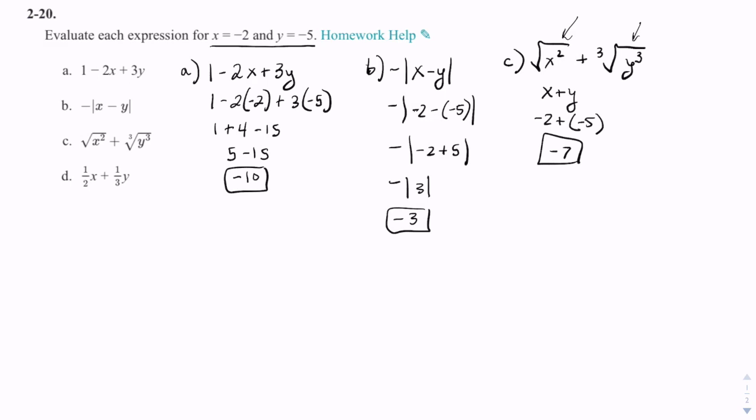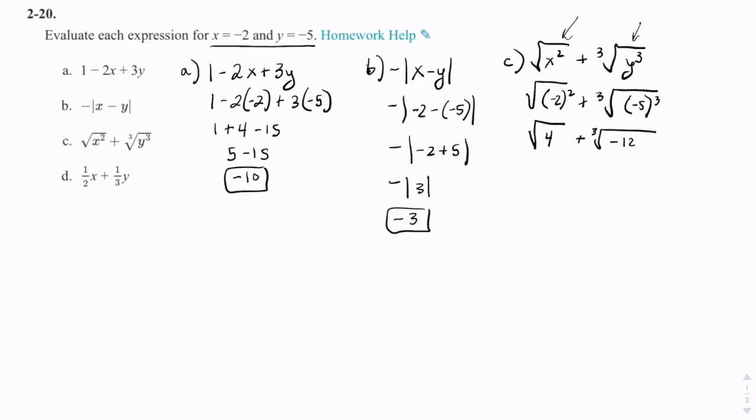So what I want to do is go and redo this problem without simplifying to show you that we may not get the same value. So let's substitute in. I get the square root of x squared, that's negative 2 squared, plus the cubed root of y cubed, that's negative 5 cubed. So the first part becomes negative 2 squared is 4, right? And negative 5 cubed, negative 5 times negative 5 is positive 25, times negative 5 is negative 125.